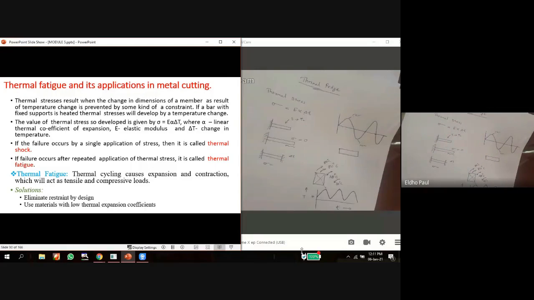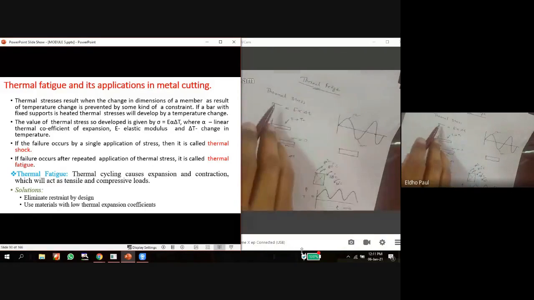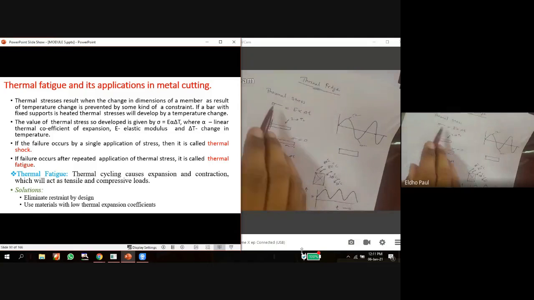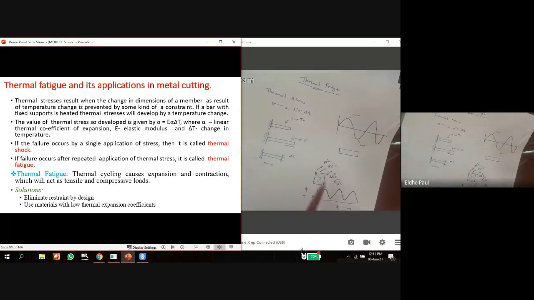So when the temperature changes in a cyclic manner, what happens to the stress value? What happens to the thermal stress developed on this component? Both ends of this component are fixed. What happens?